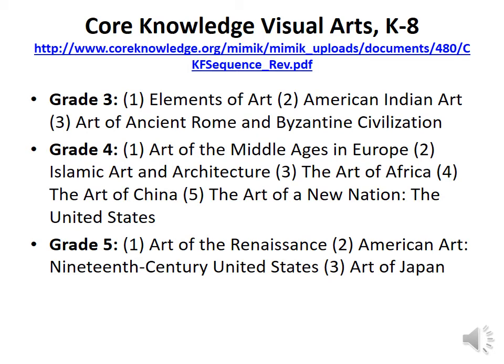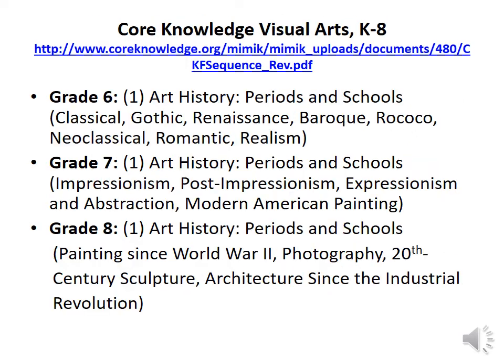And so you can see how the core knowledge visual arts really propels art to a new dimension, because so many times we consider, well, I can speak for myself, I considered art as painting or drawing pictures or making a diorama. But this moves it into a wonderful integration with cultures and with histories. And concluding this progression of art education, grade 6, art history, periods and schools.